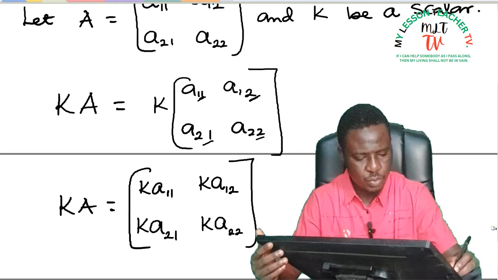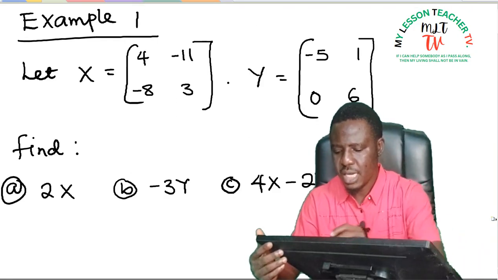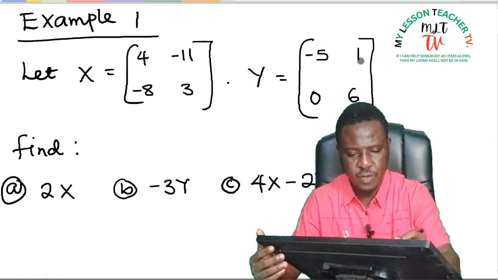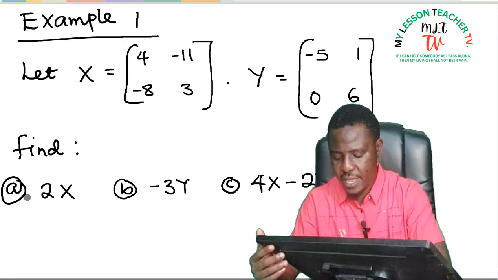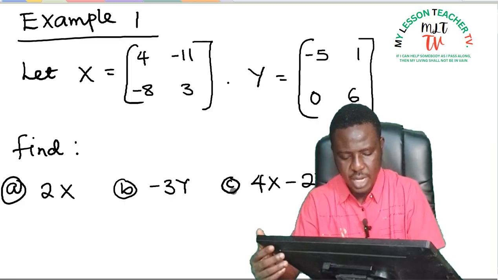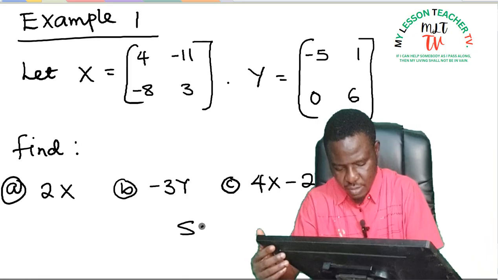Let's take some examples. Example 1 says, let X be defined as the matrix 4, minus 11, minus 8, and 3, and Y be defined as minus 5, 1, 0, 6. The question says we should find A, 2X; B, minus 3Y; and C, 4X minus 2Y. So what we are going to do in this case is this. Solution.